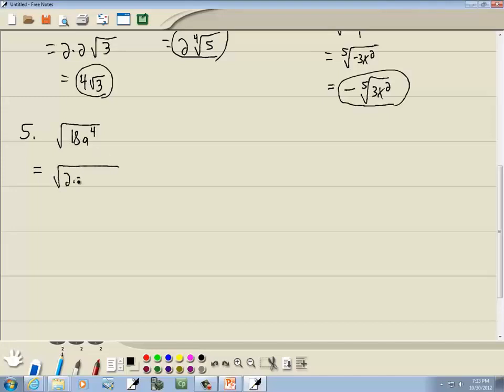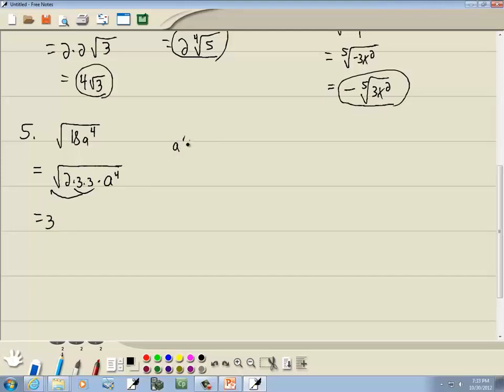18 is 2 times 3 times 3. Now a to the fourth, we'll come back to that. First, let's look at the numbers. Here's a pair of 3's, so those are going to come out as a single 3.